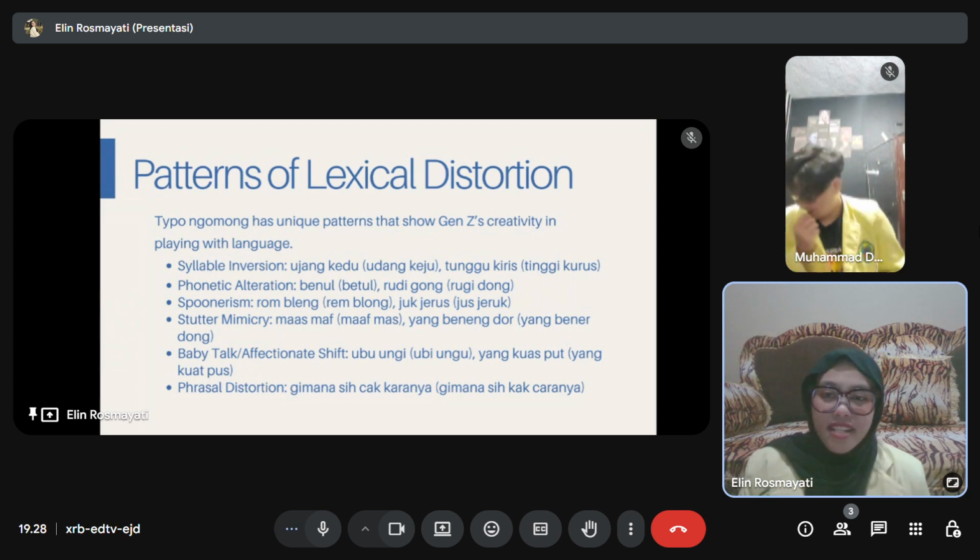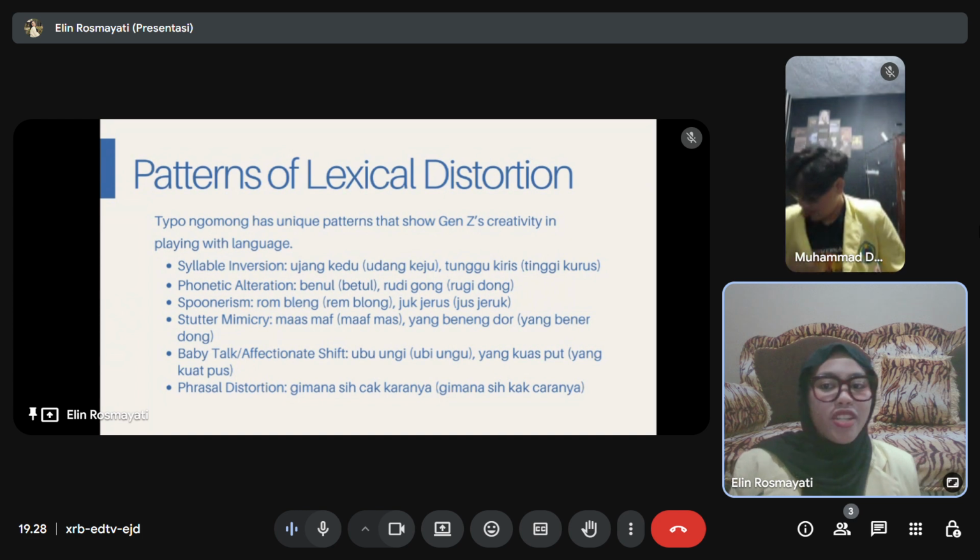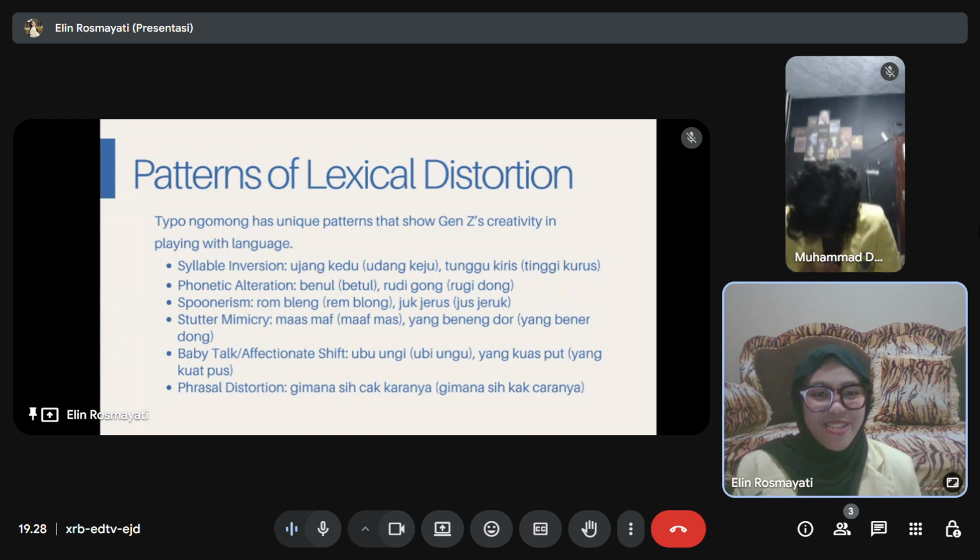And then the last one is phrasal distortion. For the example, it's quite funny. I'm sorry. Gimana sih caranya?